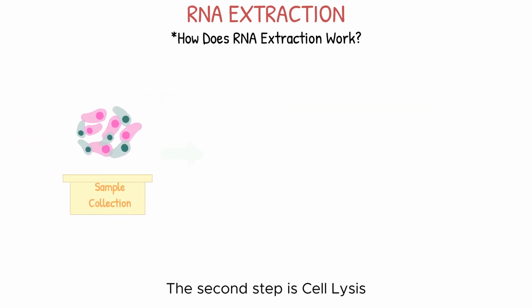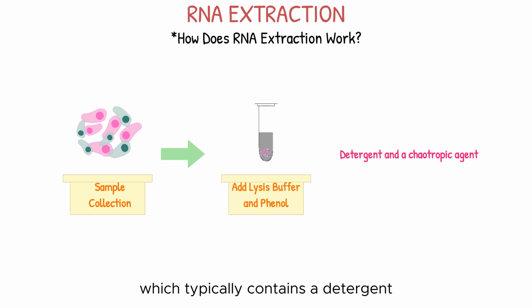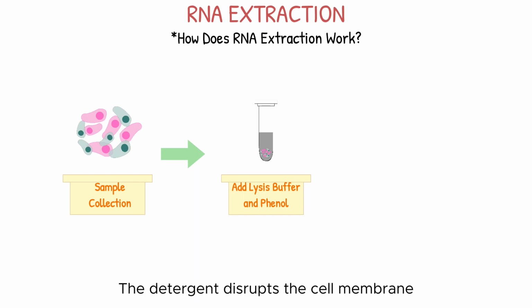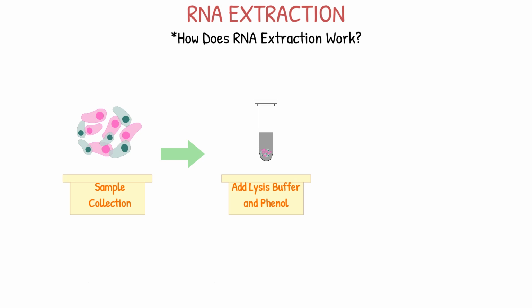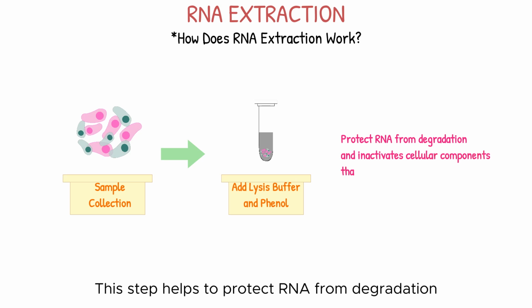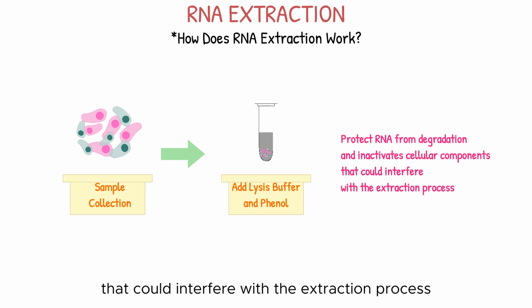The second step is cell lysis. A lysis buffer, which typically contains a detergent and a chaotropic agent, is added to the sample. The detergent disrupts the cell membrane, and the chaotropic agent denatures proteins, including RNases, enzymes that can degrade RNA. This step helps to protect RNA from degradation and inactivate cellular components that could interfere with the extraction process.